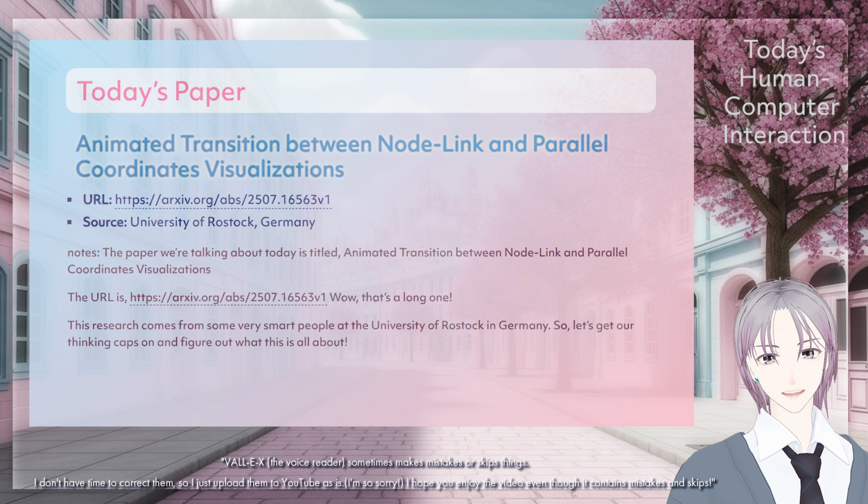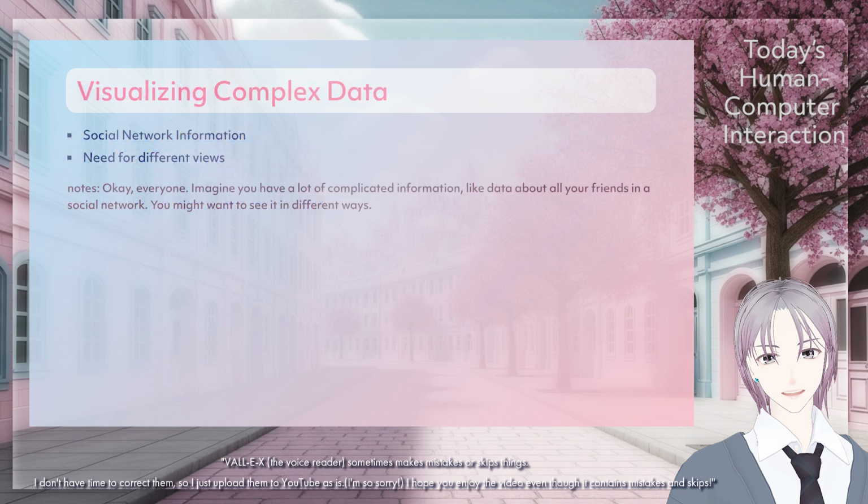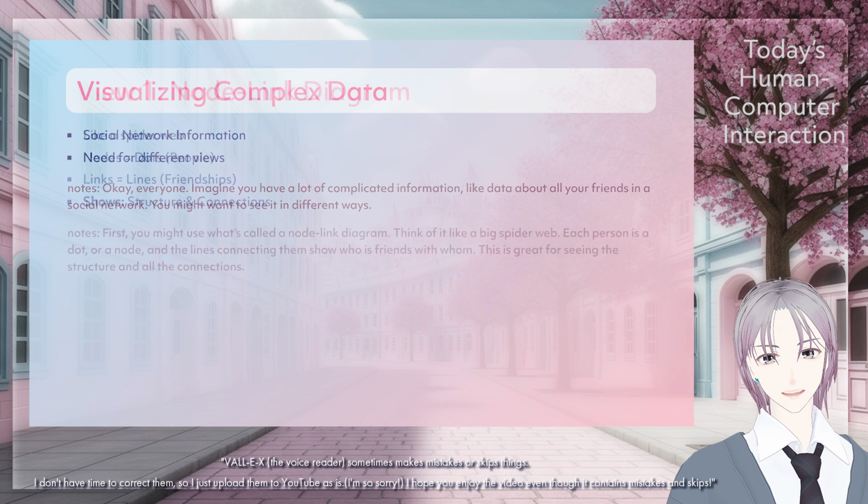This research comes from some very smart people at the University of Rostock in Germany. So, let's get our thinking caps on and figure out what this is all about, okay, everyone? Imagine you have a lot of complicated information, like data about all your friends in a social network. You might want to see it in different ways.